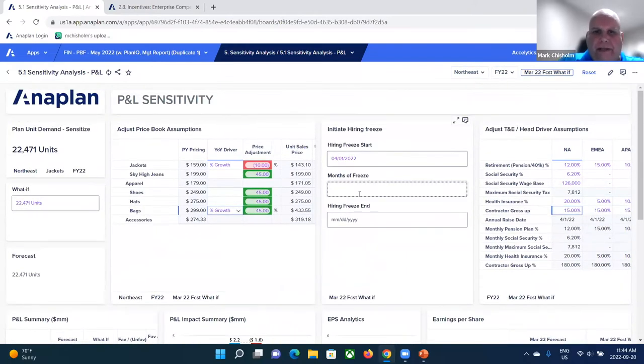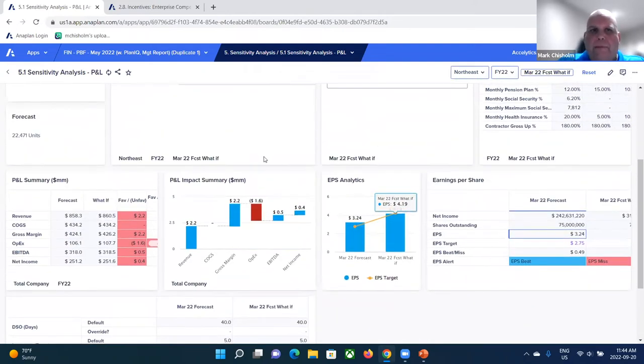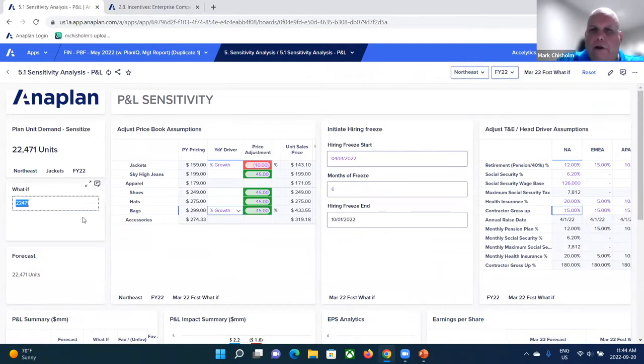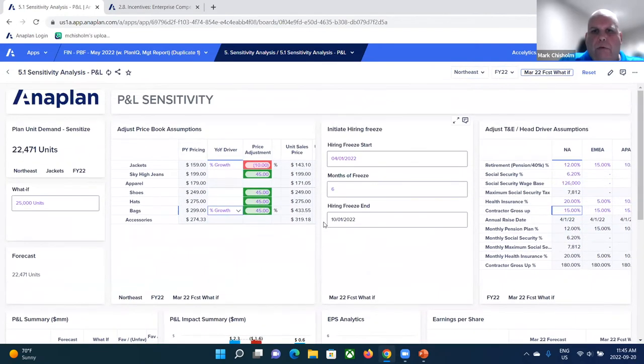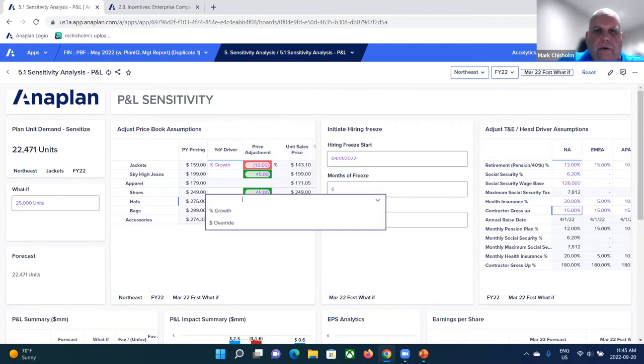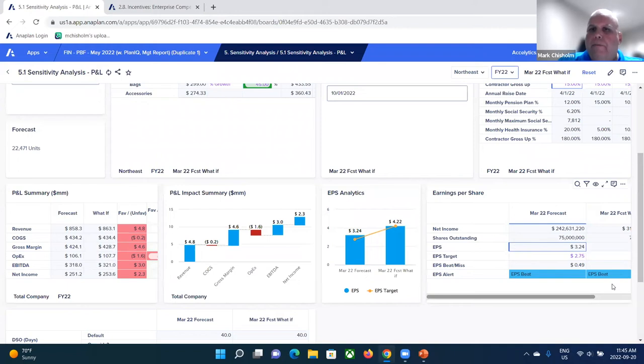And what if we institute, let's say, a six month hiring freeze? By doing that, Anaplan's automatically recalculating our P&L, and we're still missing our numbers. But what if we think that we can actually increase our units? By cutting this price, we're going to sell more and potentially improve some of our other products. We're going to sell more of our other products as well that potentially have a more favorable margin. What if we put in 25,000 units? If we sell those units, we'll get closer to that. And what if we're looking at maybe even a higher growth rate for another product? You can see by doing that, we actually beat our numbers in the what if scenario.